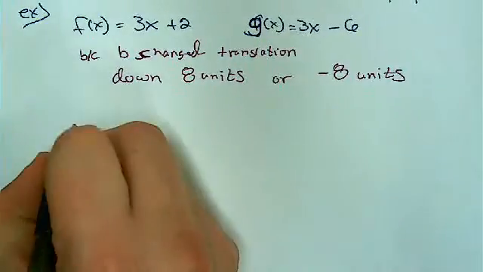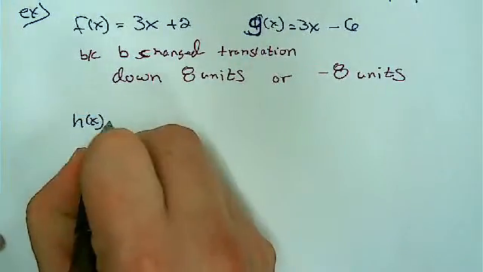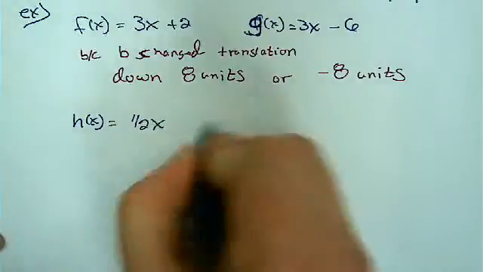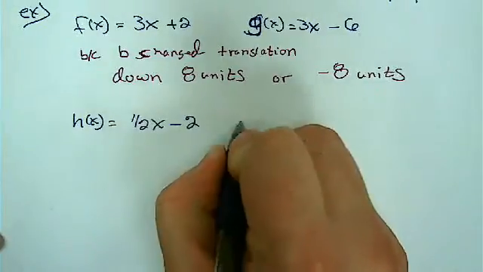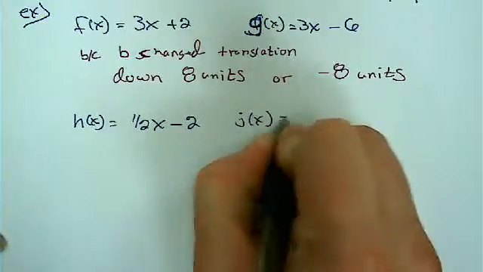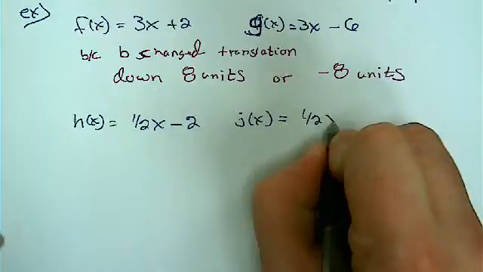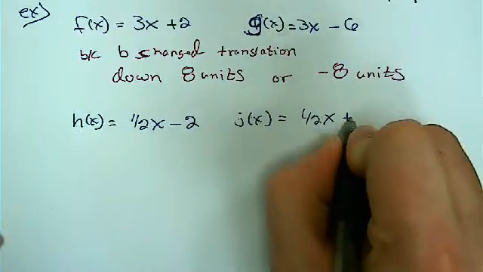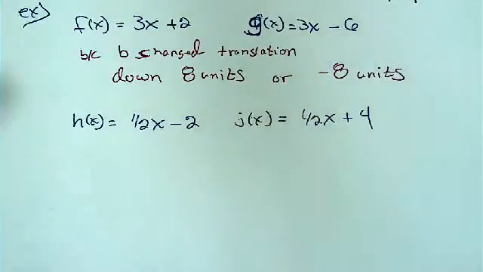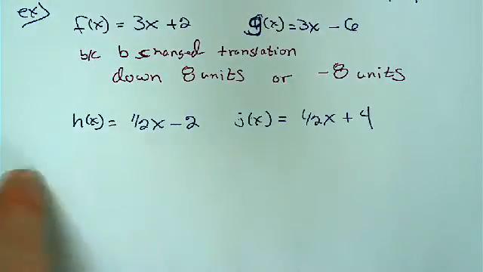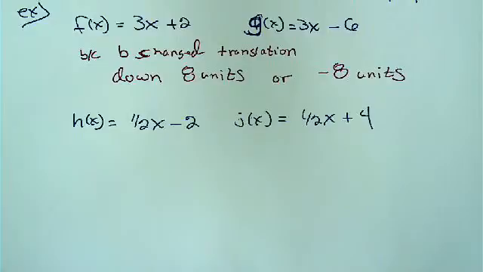Second example. h of x equals, let's say, half x minus 2. j of x equals, let's say, half x plus 4. Wait, we're allowed to use any letter? Well, yeah, any letter can be used for functions. I just want to make sure all 4 of these are different.